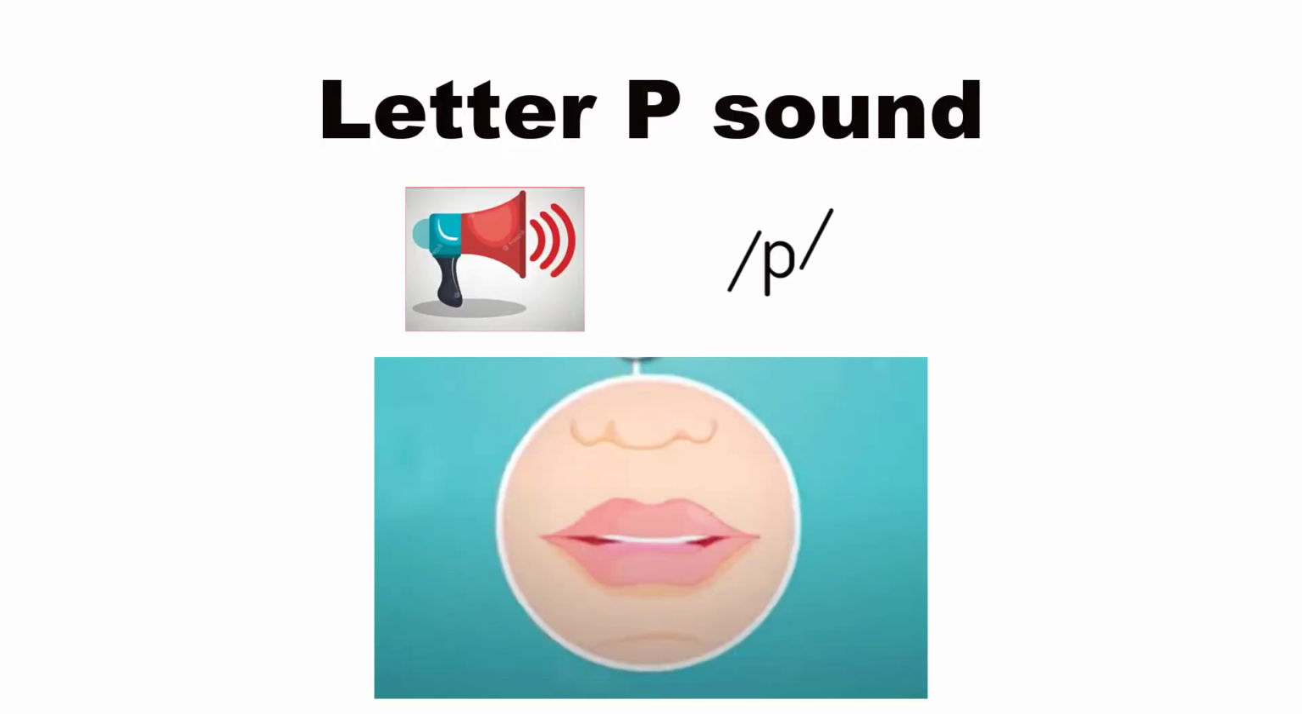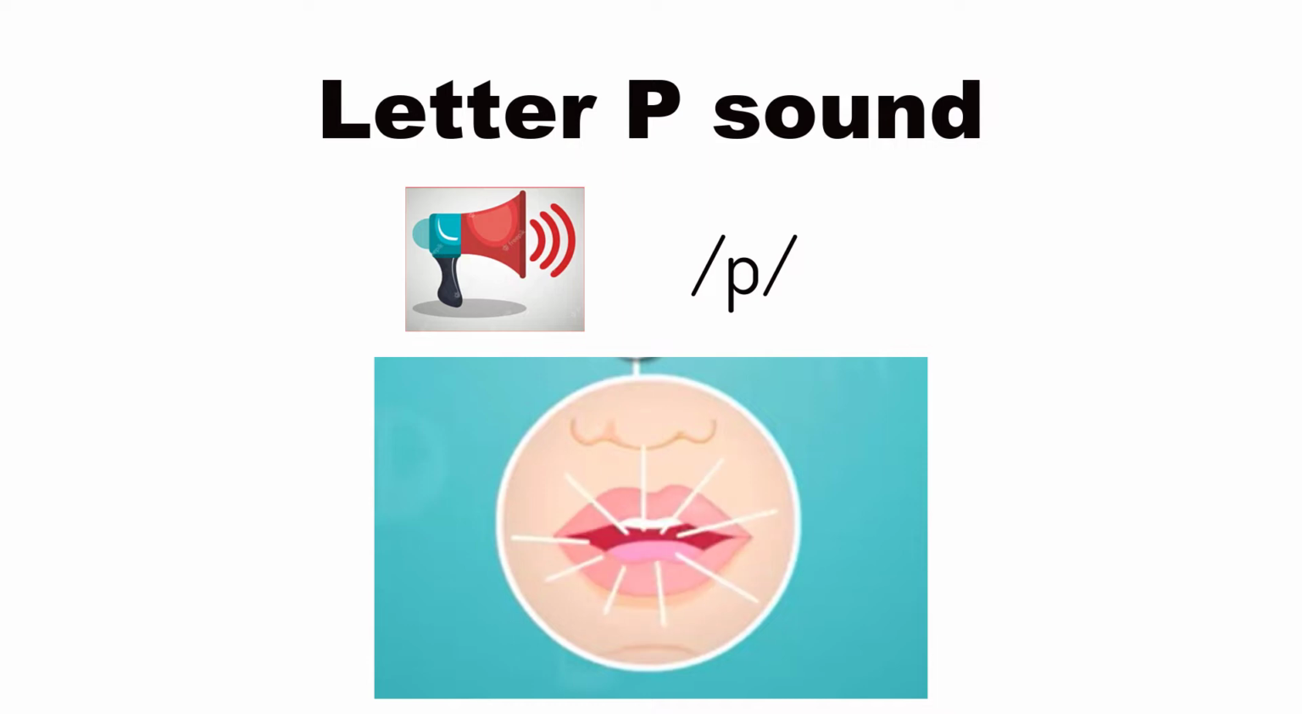Letter P sound is P. To pronounce P sound correctly, press your lips together and next push out a puff of air as your mouth opens to make the P sound. P.